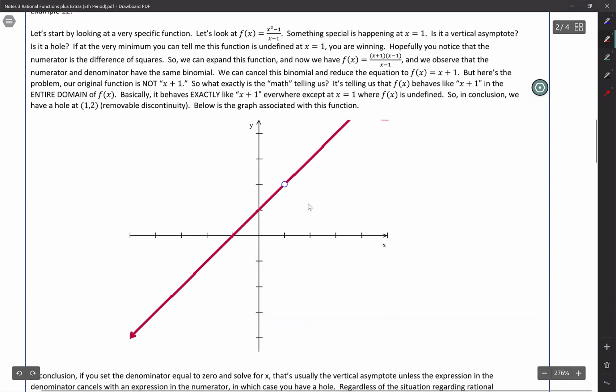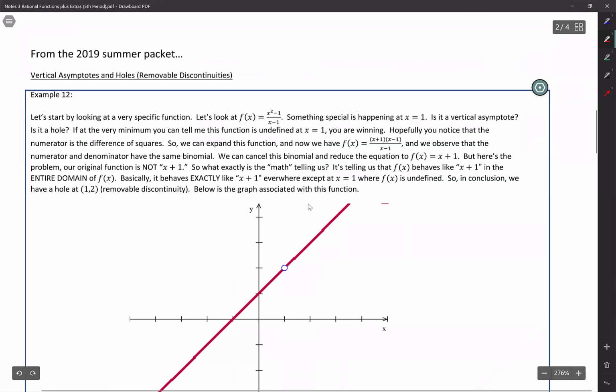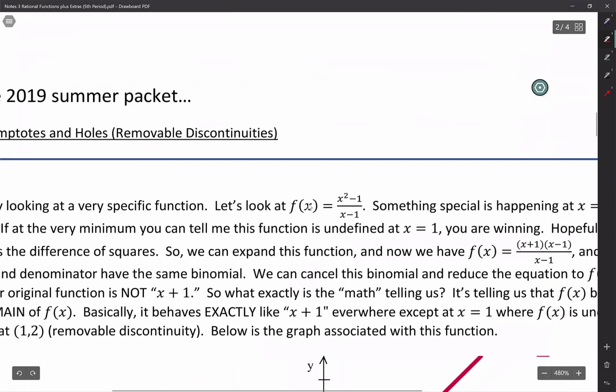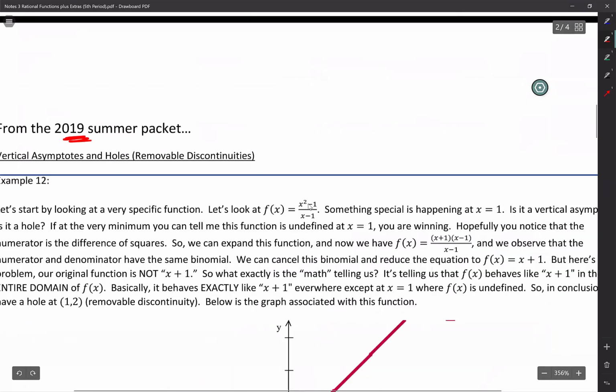I did not give you guys a packet last summer. So this is from the 2019 packet. Maybe I'll hook you guys up with that packet.